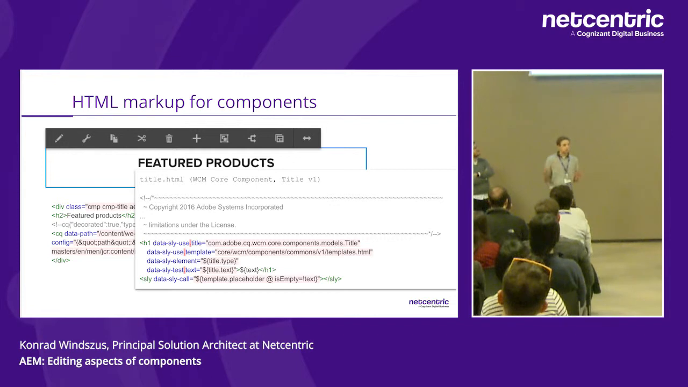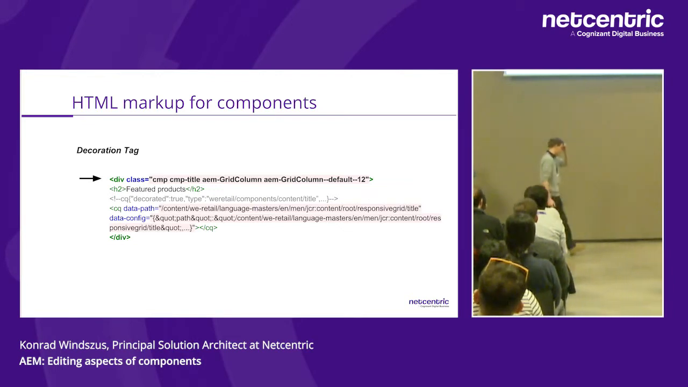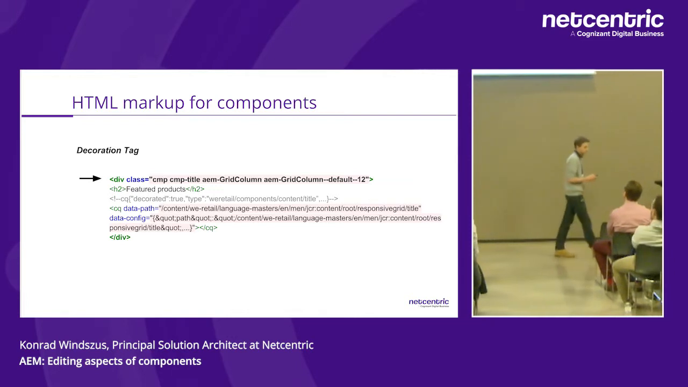There's a lot more being generated by AEM. So the question is, who's responsible for that? Because in some cases, this might have some effect on my styling and might even destroy my component. So let's look at the lines one by one. The first line is not being generated by the HTML script. So what is it? It is a so-called decoration tag.